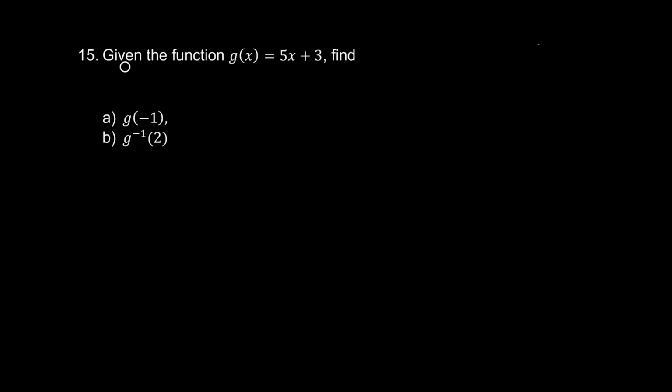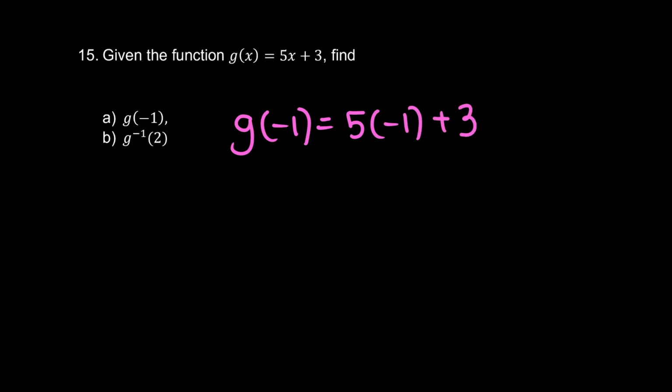Question 15. Given the function g(x) is equal to 5x plus 3, find g when the input is negative 1. So this is very easy and straightforward. We just need to put in negative 1 as our input into our processing here. So what do we have here? Negative 5 plus 3, which is negative 2, and we are done for A.